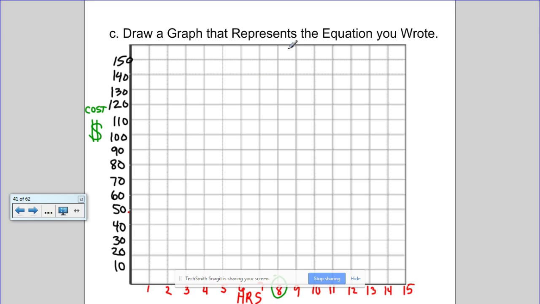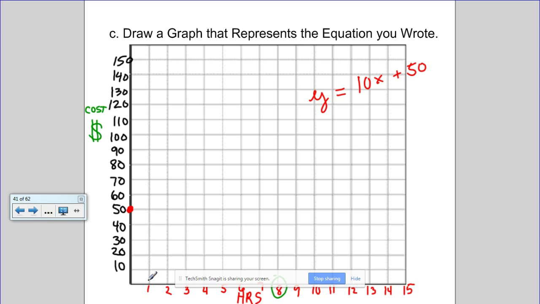Let's draw a graph to represent the equation that we wrote. So y equals, once again, 10x plus 50. This is just a first quadrant graph that's going to help us. So where do we start? Where is our y-intercept? Well, no matter what, at hour 0, before we've paid anything, before we've used this park pavilion, it's going to cost us $50. Let's put a point at $50.